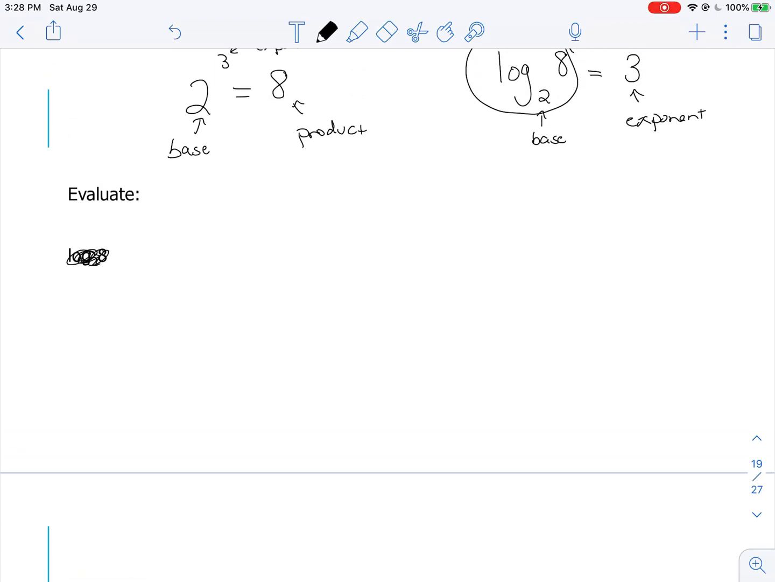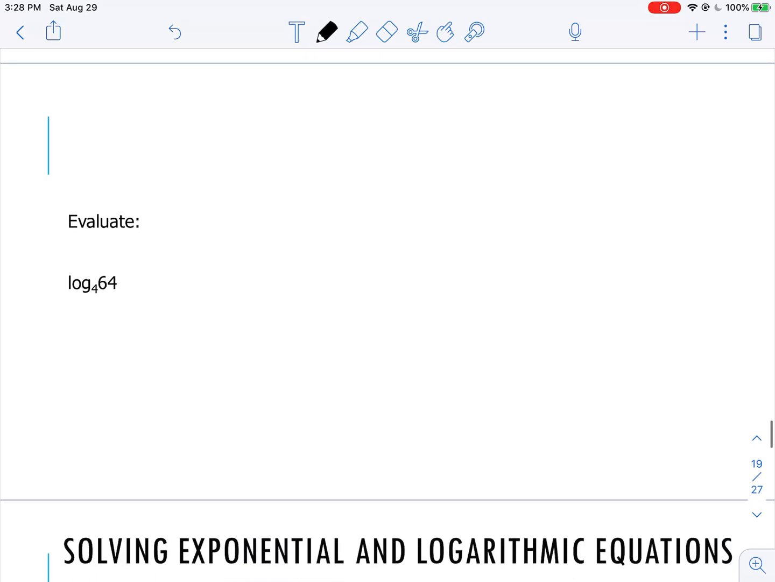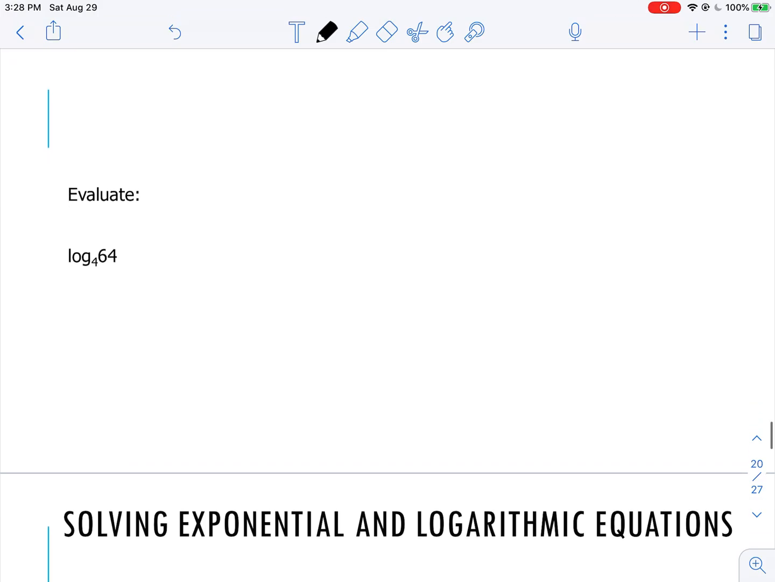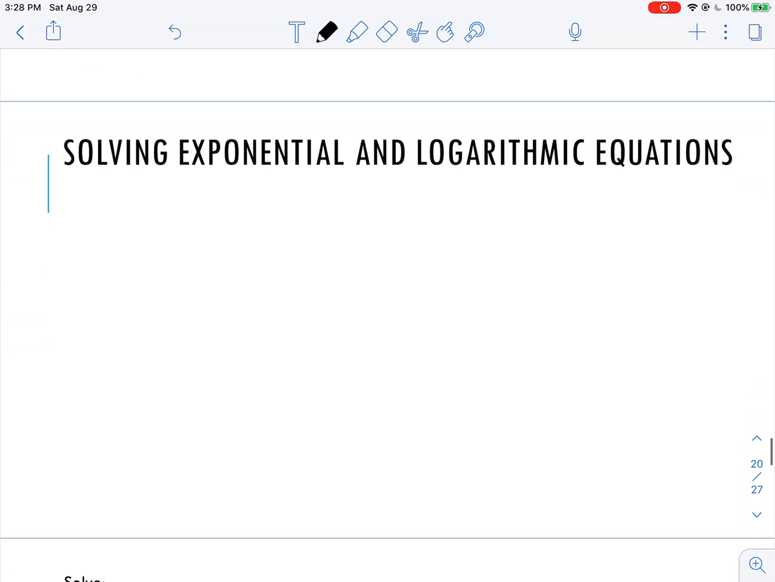We just did that. So why don't you guys try log base 2 of 1/4. So 2 to the what power would equal 1/4. You guys try that one. And you guys can try log base 4 of 64. So 4 to the what power is 64. So try that. And again, you guys can check your answers against the finished notes.